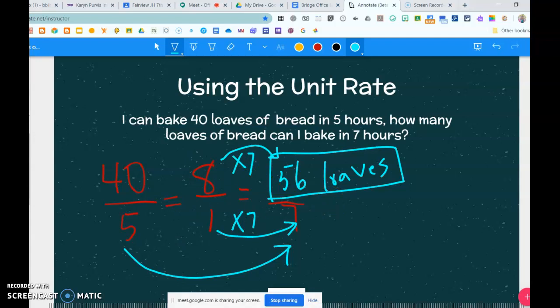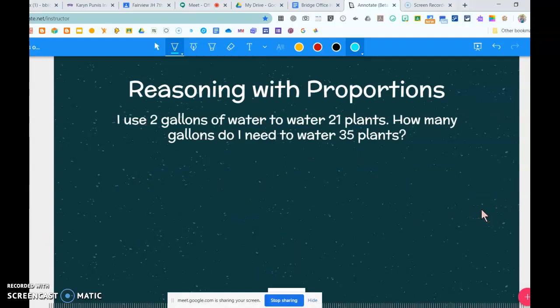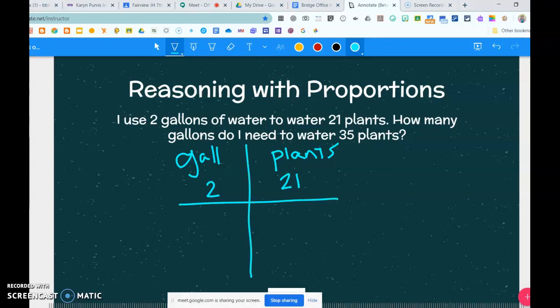Okay, so let's look at some more complex examples. If it takes 2 gallons of water, so we're going to say gallons and plants, and if it takes 2 gallons to get 21 plants, they want to know how many to get 35 plants. So I'm going to start by thinking, I know it's more than 2, because 2 gave me 21 and 35 is larger than 21. But if I do 4, that's this times 2, right? So this times 2 is going to give me 42. That's too big. So I know it's in between 2 and 3.